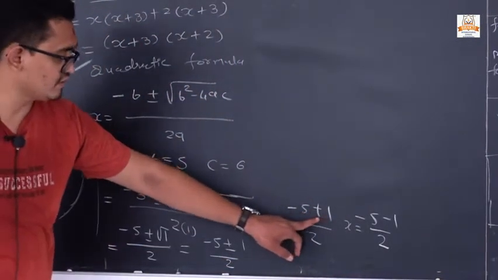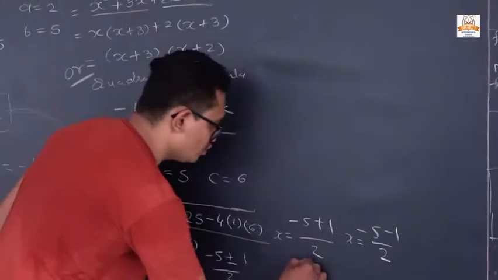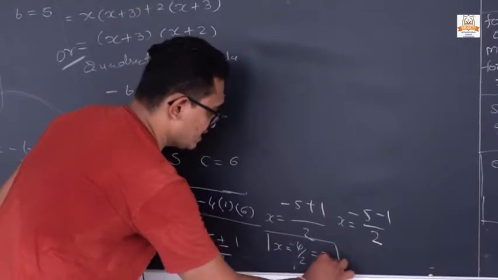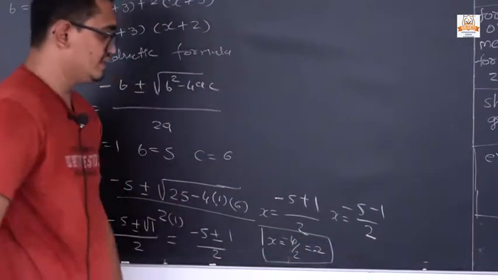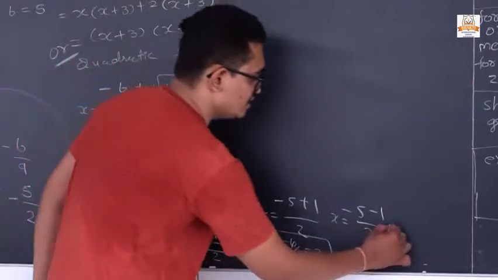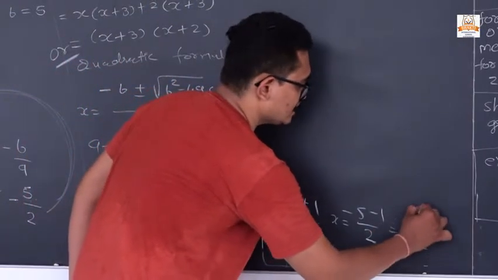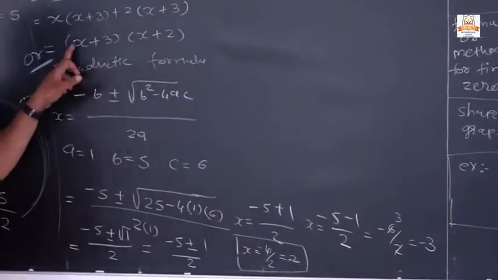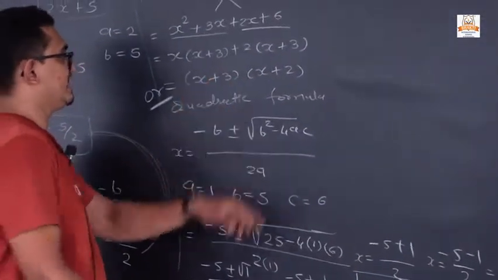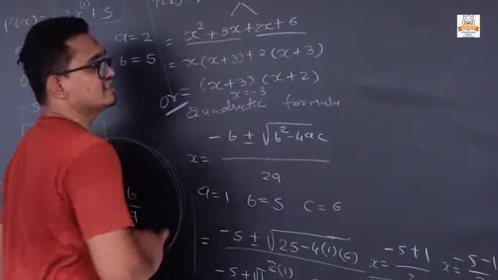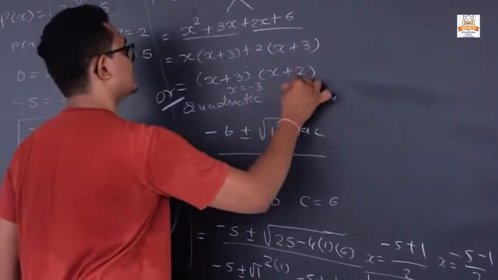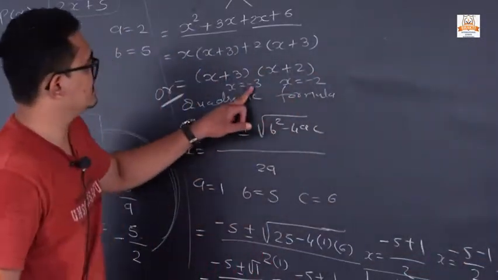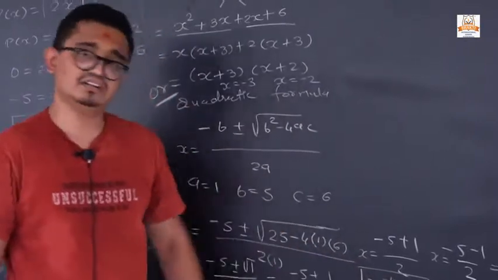So we have two values of x. Plus: minus 5 plus 1 is minus 4, so minus 4 divided by 2, so x is equal to minus 2. Second, with minus: minus 5 minus 1 is minus 6 by 2. So 2 3s are 6, and its answer is minus 3. So x is equal to minus 3 and minus 2. The same answers we get as before: minus 3, minus 3, minus 2, minus 2.